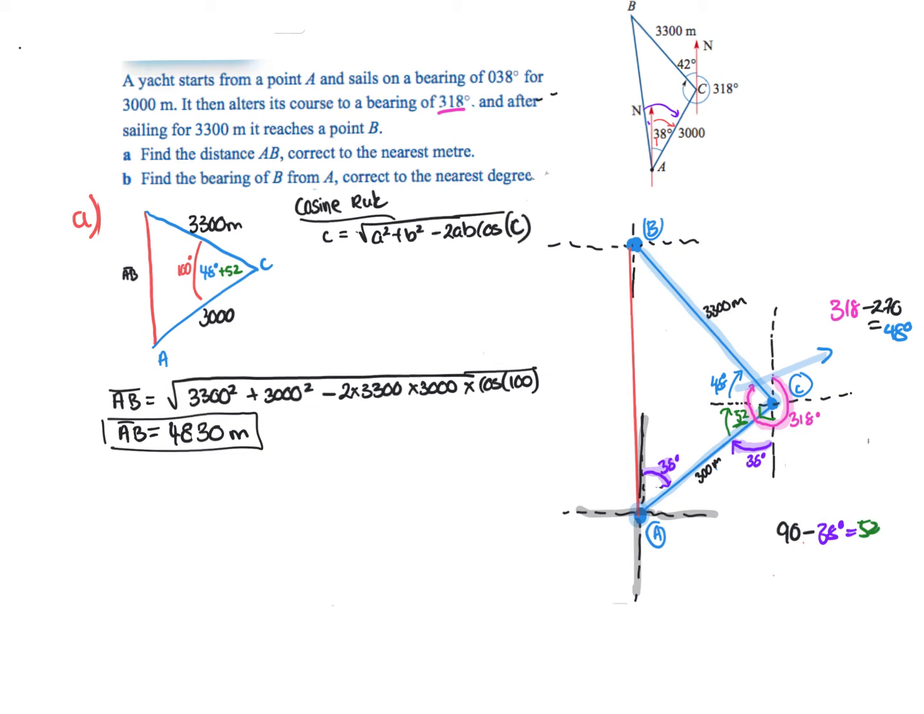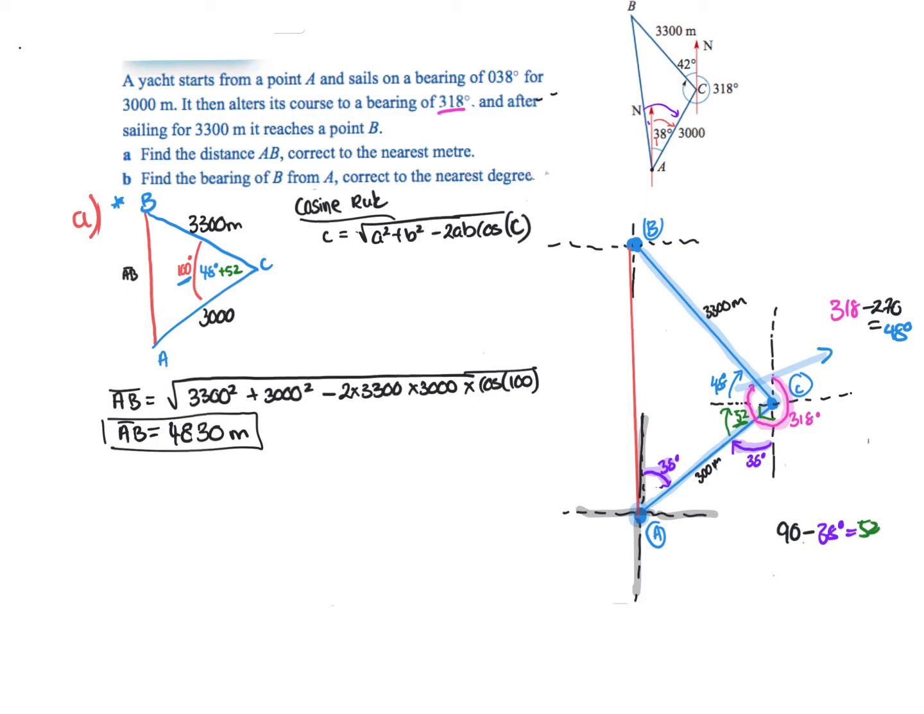The question part A was to find the distance between A and B. So I've redrawn the triangle here, and I can see that I have those two distances, 270 and 48. I've joined a line between A and B. You can also work out the angle at C, which is 360 minus 300, and that's what they've put in there, 42.